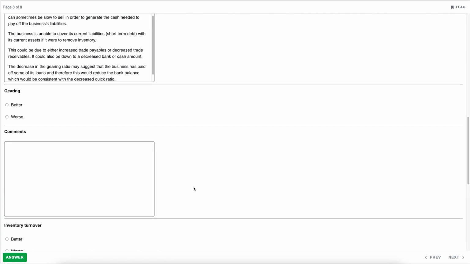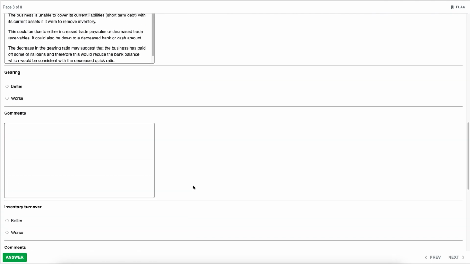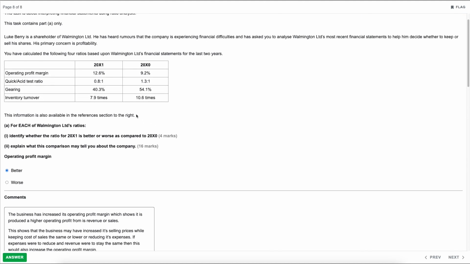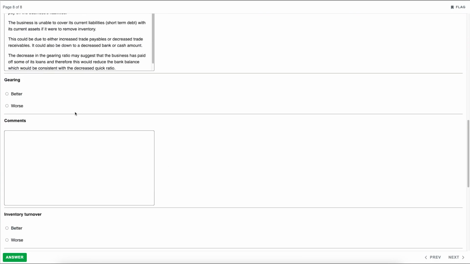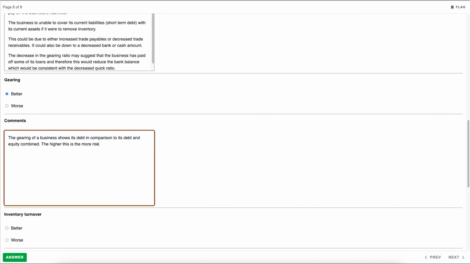Let's move down to gearing then. So first, again, we need to determine whether it is better or worse. So let's scroll up. So we can see it's gone from 54.1 to 40.3, which is better. So the lower the gearing, the better, because it's seen as less risk for the organisation. So it's got better. So let's explain it. The gearing of a business shows its debt in comparison to its debt and equity combined. The higher this is, the more risk to the business.